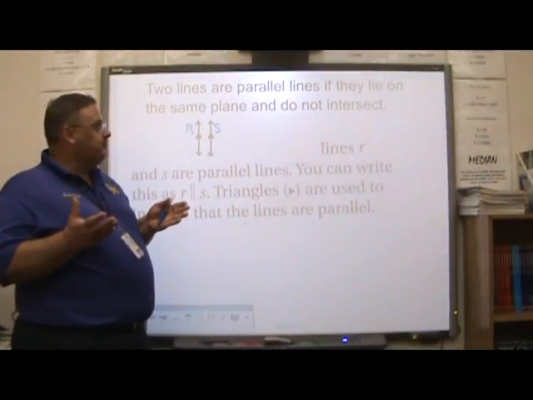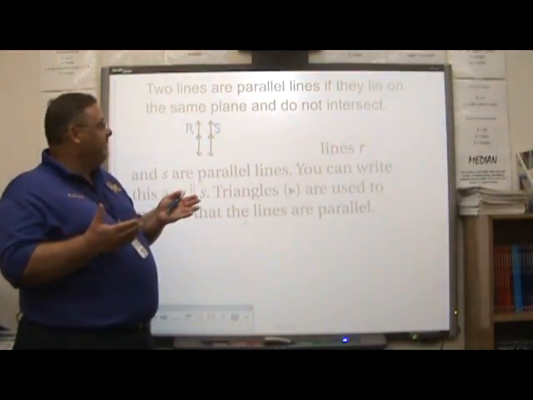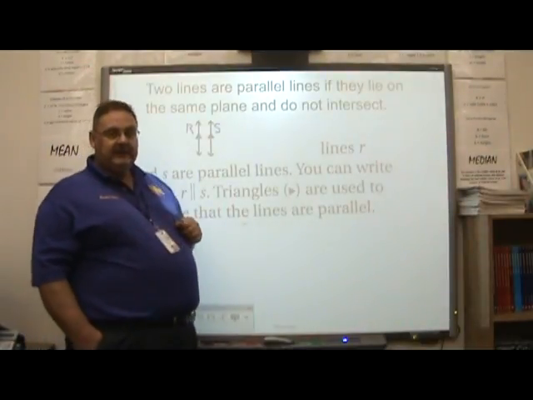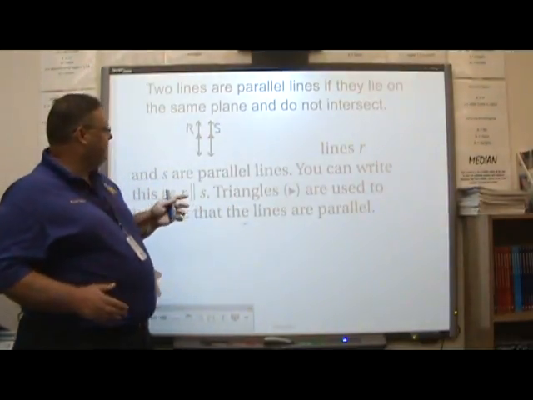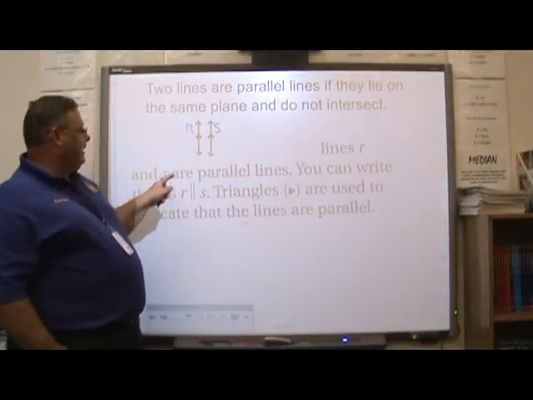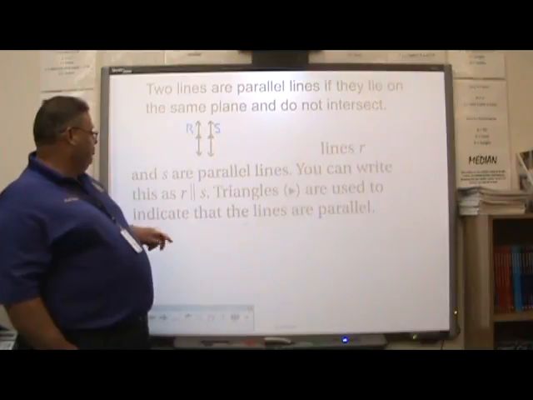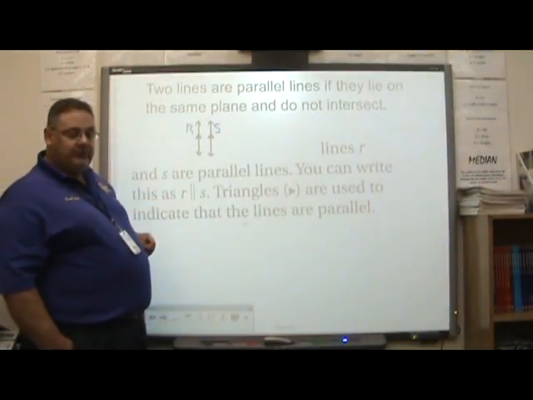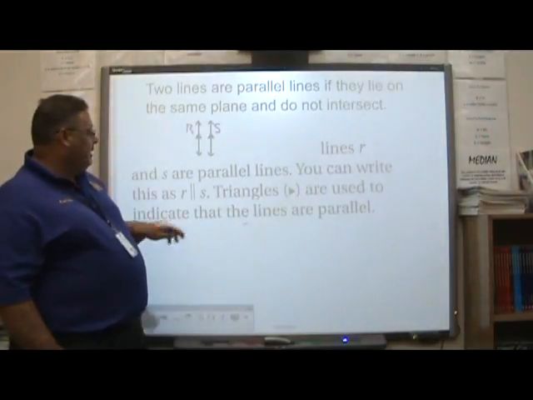Another angle relationship, another line relationship, is that two lines are parallel lines if they lie in the same plane and they do not intersect. Okay. And here's an example of how you may see it written. Lines R and S are parallel lines. You can write this as R parallel S if you see that in the test. That symbol is telling you the lines are parallel.